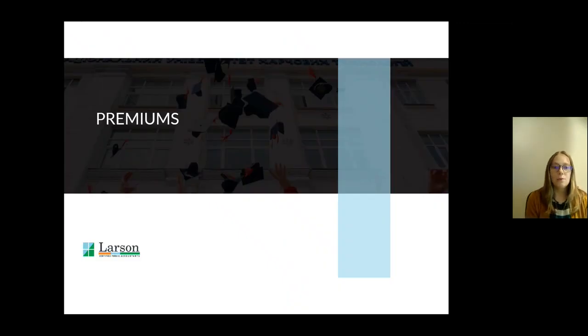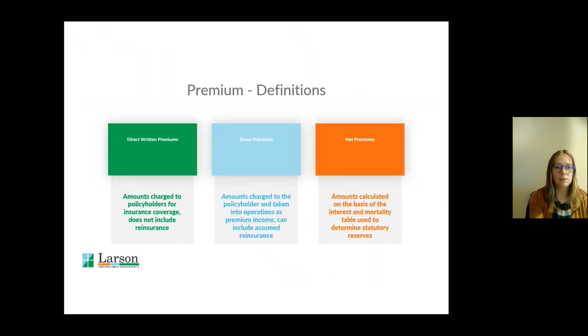All right, next we'll be going over premiums. So we'll go over some definitions, journal entry examples, and then how it looks on the financial statements. So some definitions, there's direct written premium. These are amounts charged to the policyholders for insurance coverage that does not include reinsurance. This is just direct written premium that is charged to the policyholders that the insurance company receives.